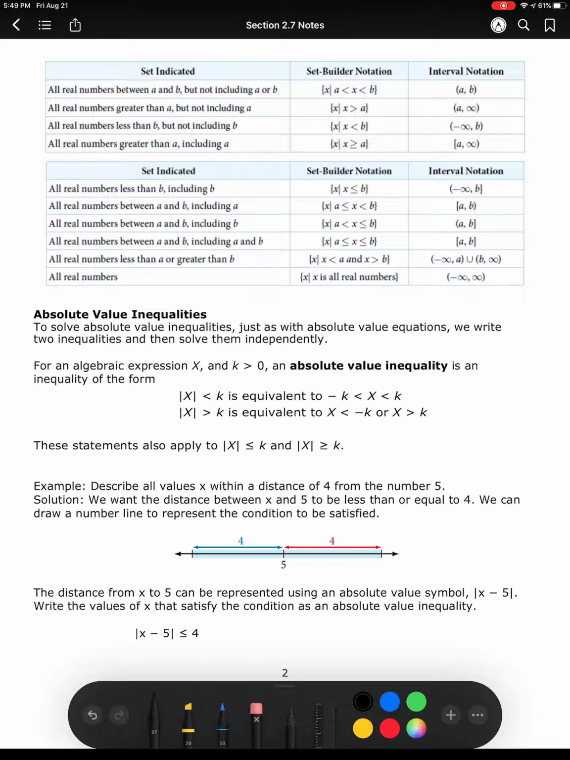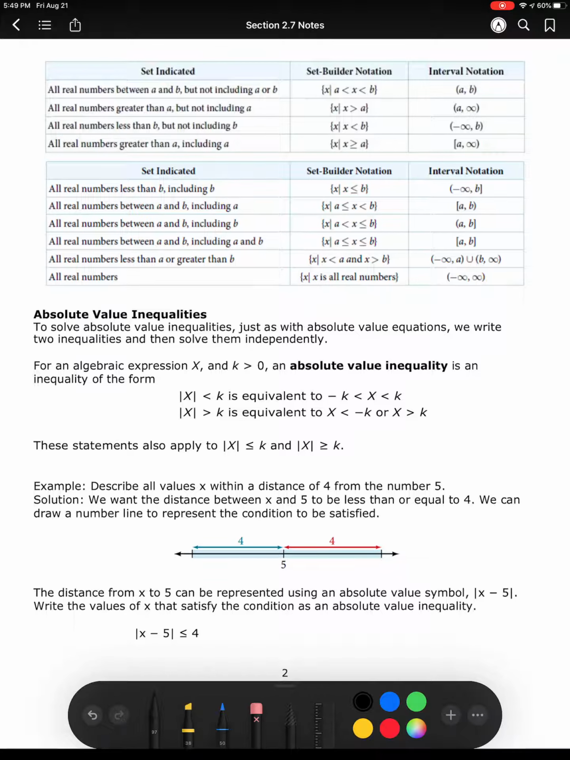Okay. So here's the table, the chart that I was talking about. It's not probably something that you want to memorize per se, but just remember that infinities always have parentheses, and if it has the line underneath, then you use a bracket. If it doesn't, use parentheses.